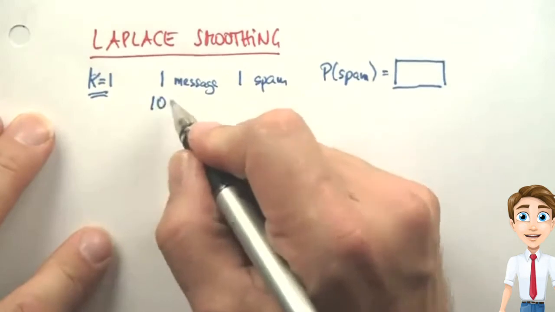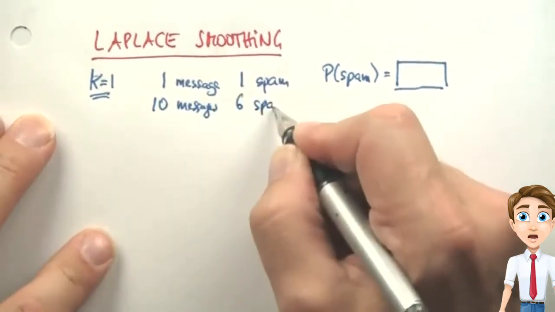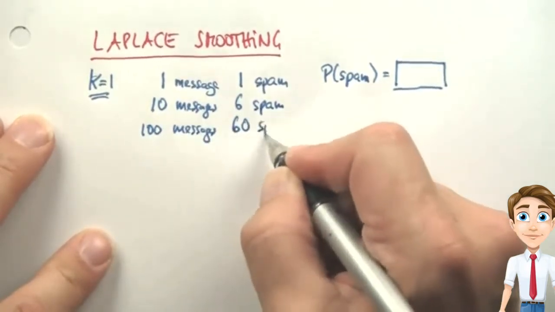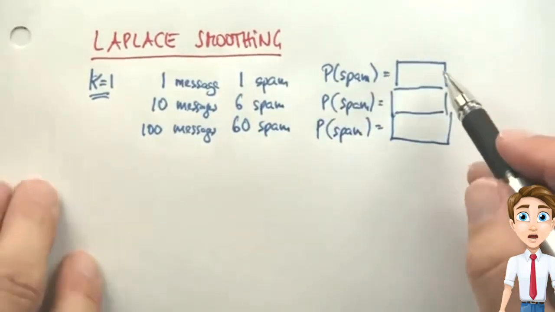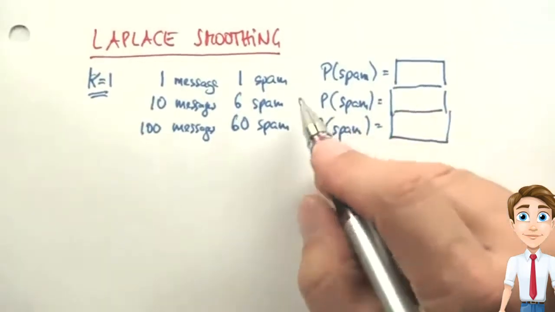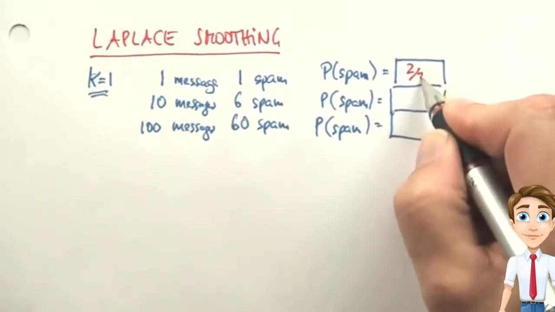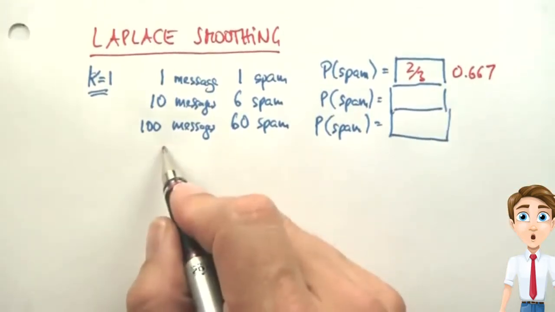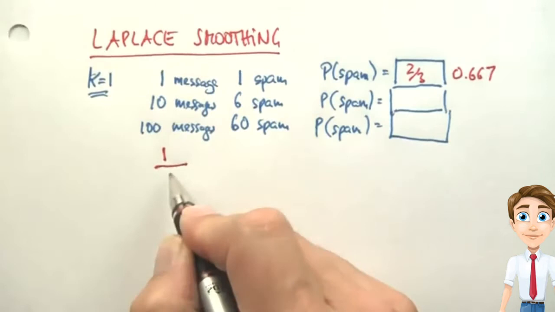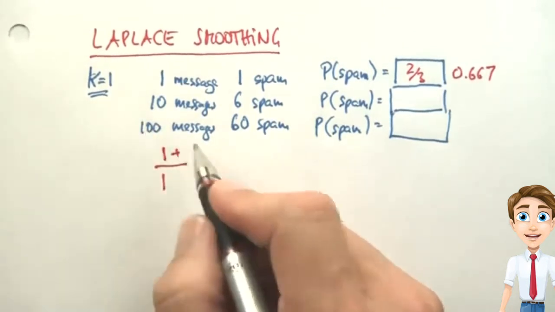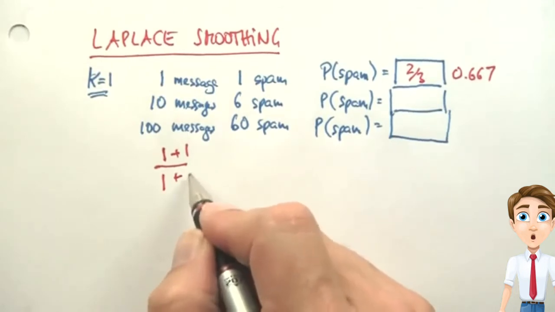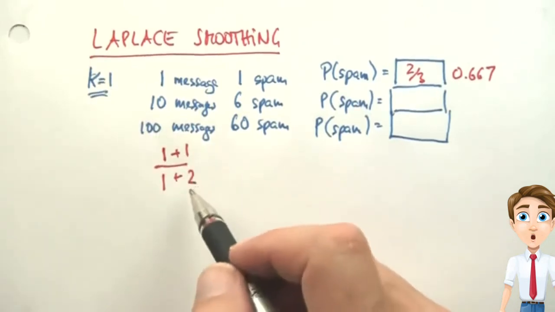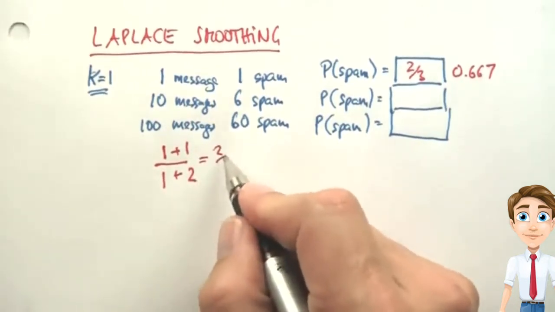Let's do the same with 10 messages, and we get 6 spam, and 100 messages, of which 60 are spam. Please enter your numbers into the boxes over here. The answer here is 2 over 3, or 0.667. And it's computed as follows. We have one message, which one is spam. We're going to add k equals 1 on top, and we're going to add 2 down here, because there are two different classes. So k equals 1 times 2 equals 2, which gives us 2/3.